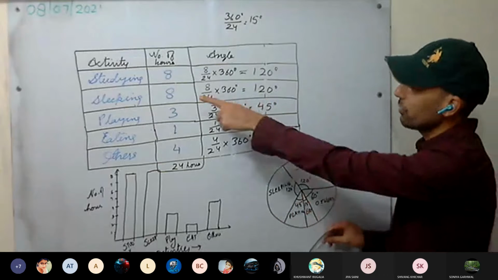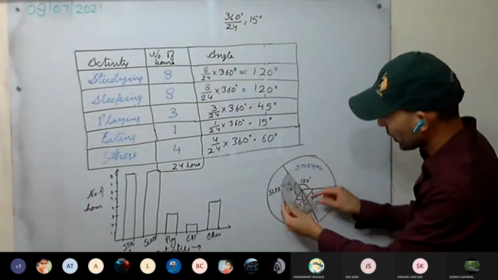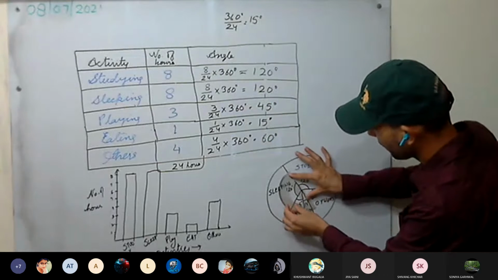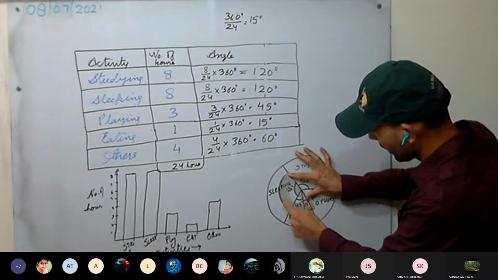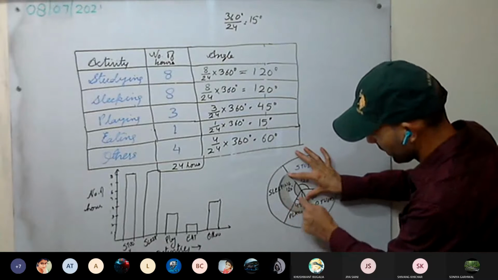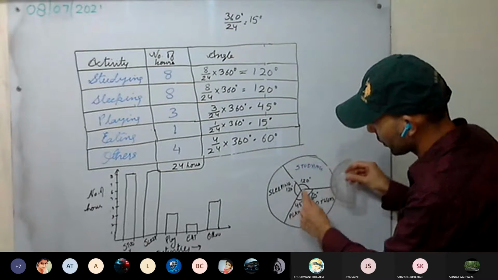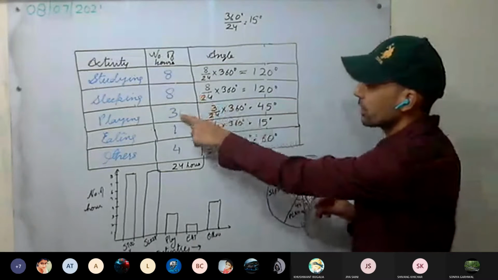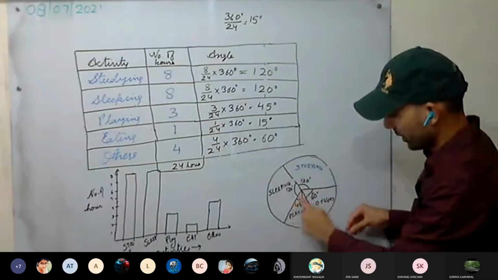Next time we have to mark the slipping. So put the protractor with this line like this. Mark 120 degrees here, mark it and draw the line. Now next is the plain one. So use this line.